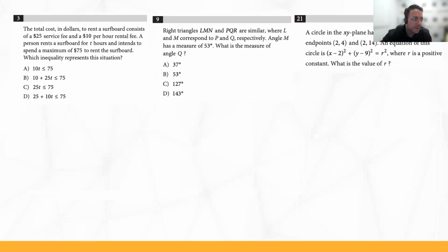And here's a few examples of math questions. So you can see you have inequalities, these are word problems, right? So you're just creating an inequality. Then we have an angle related question.